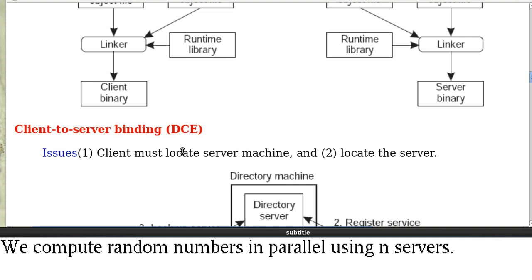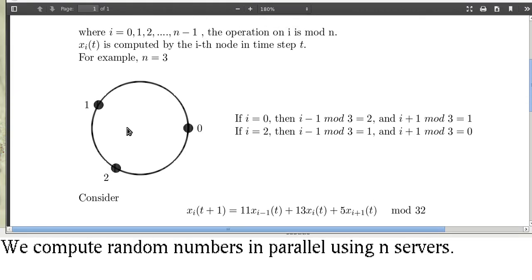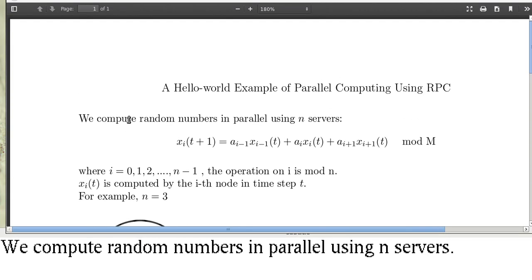As an example, we compute random numbers in parallel using N servers. This is a very simple example. It's a Hello World example of parallel computing using RPC.